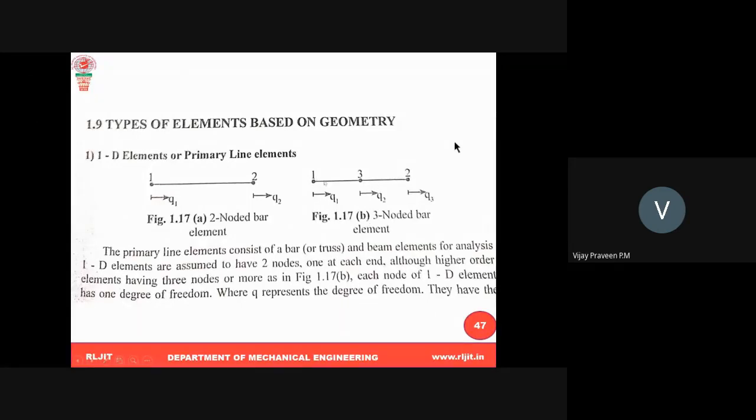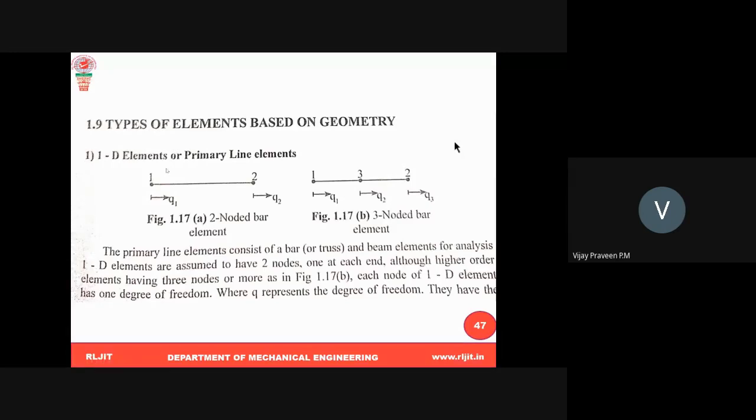Here what happened? There are three nodes. So here 1, 2, and in between that one more. Therefore the nodal displacements are here Q1, Q2, and this is Q3 actually. Sorry, this is Q2. So this is called a 1D element. Usually a 1D element has 1 degree of freedom at the node.